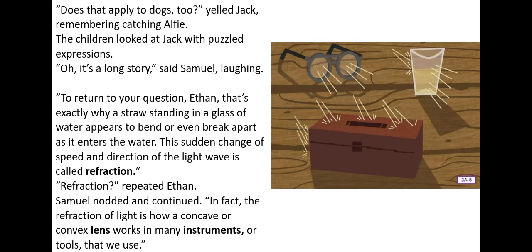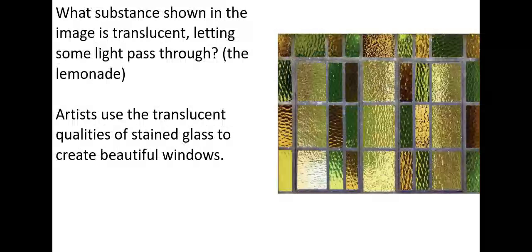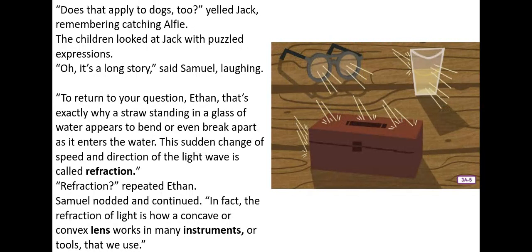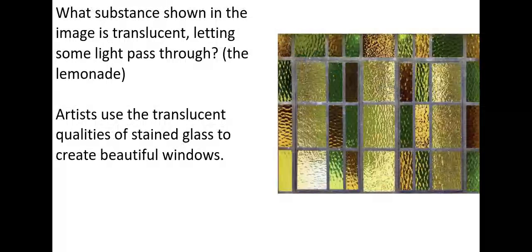In fact, the refraction of light is how a concave and convex lens works in many instruments or tools that we use. Do you remember what substance shown in the image is translucent, letting some light pass through? This image right here, right? It's the lemonade that's translucent. So artists use the translucent qualities of stained glass to create beautiful windows.